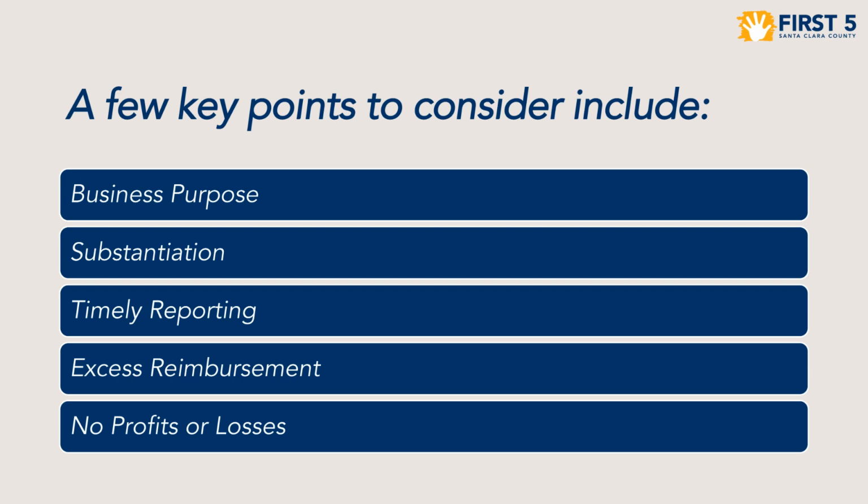No profits or losses. The IRS guidelines stipulate that an accountable plan should not result in a financial gain or loss for employees. In other words, you and your employees should be reimbursed for the exact amount they spent, without making a profit from the reimbursement. Next, assess your business needs and determine which expenses are eligible for reimbursement. Develop a written policy that outlines the details of your plan, including eligible expenses, documentation requirements, and reimbursement procedures.